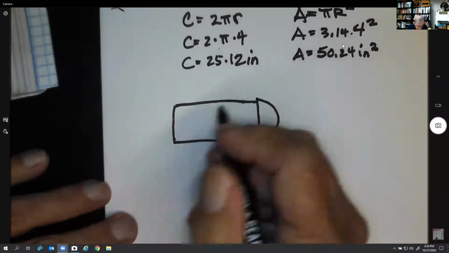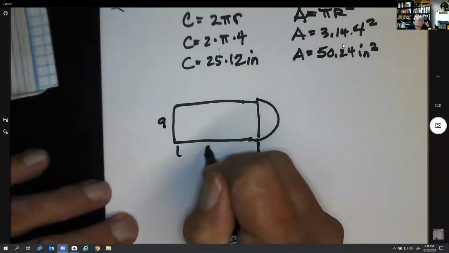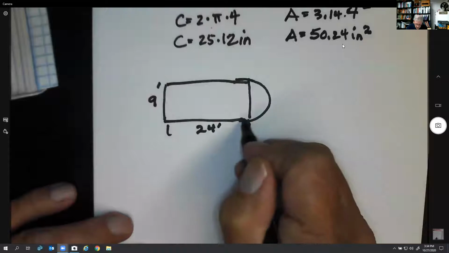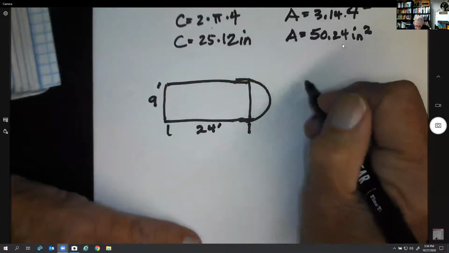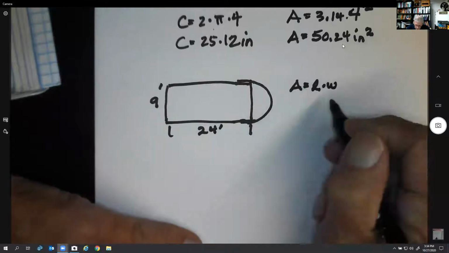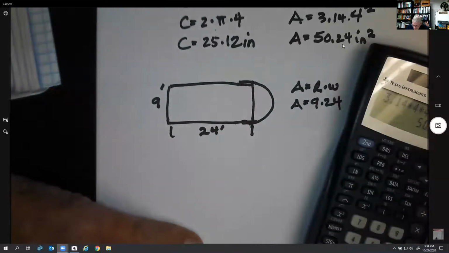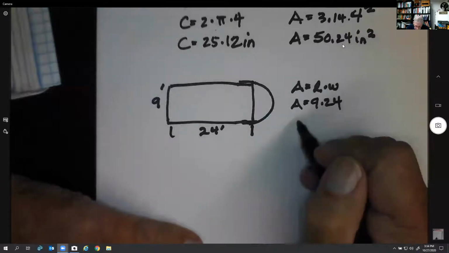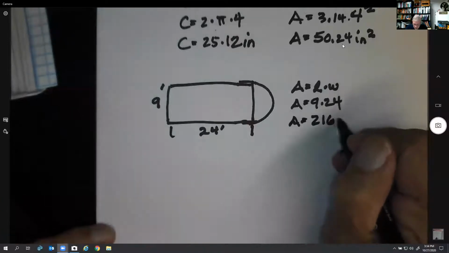So this is 9 inches, according to the book. This is 24 feet, I guess this is. And we want to find out what's the total area here. So the area is equal to, we're going to figure out the area of a rectangle. Area is equal to length times width. And that would be, area is 9 times 24. So 9 times 24 is, bingo, 216. And this would be feet squared.